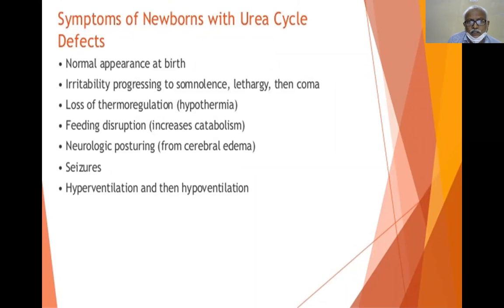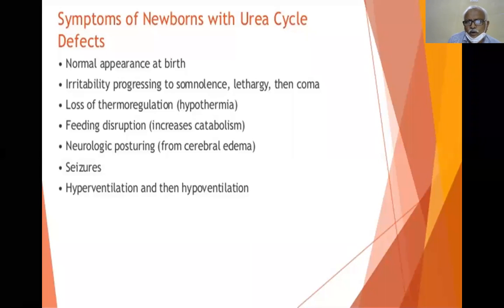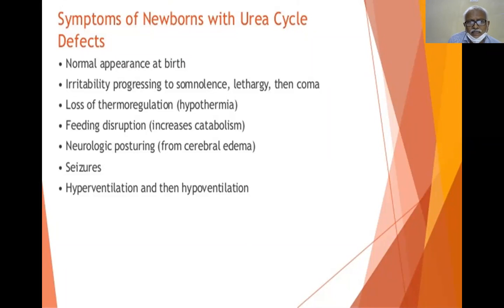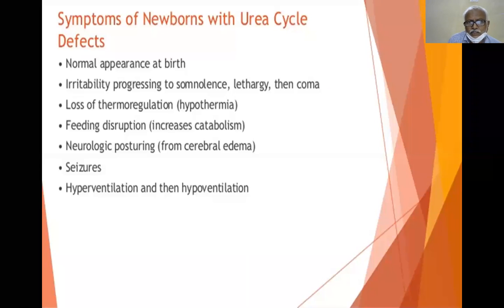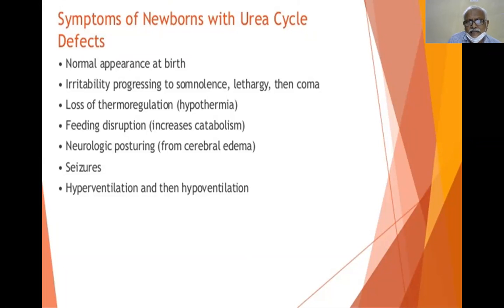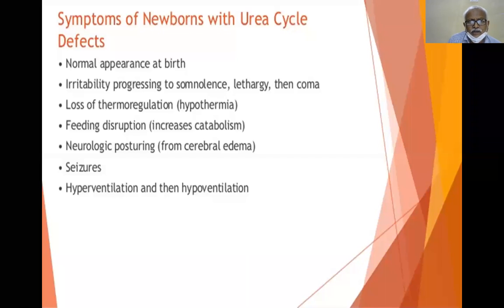Irritability progressing to somnolence. They will be just sleeping drowsily. Lethargy, activity slowly clears away, there is no activity at all. Then they will enter into coma. So remember, everybody will be normal at birth, but irritability progressing to somnolence, lethargy, and then coma. These are the three things you have to remember. Increase the diagnosis of newborns with urea cycle defects.